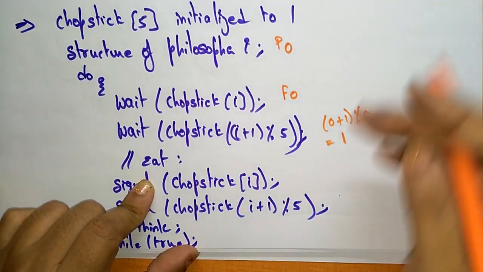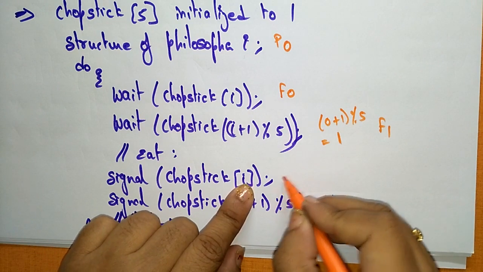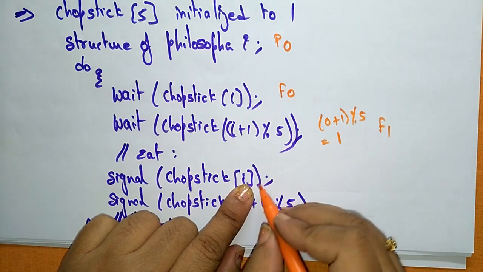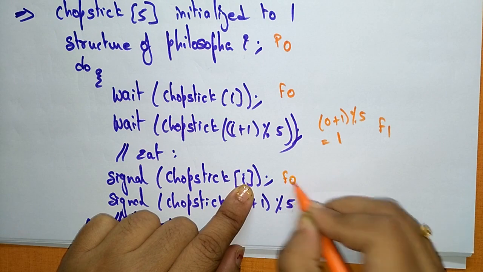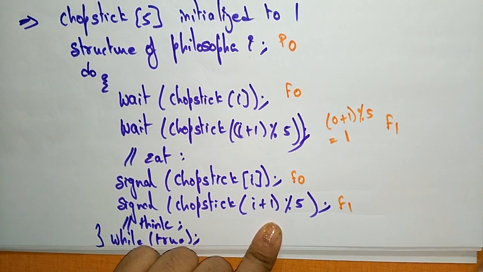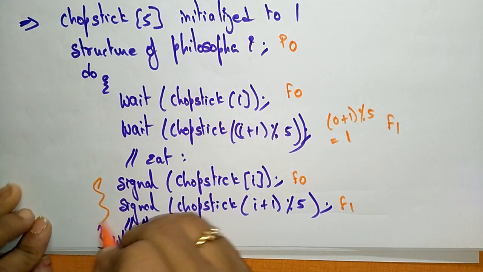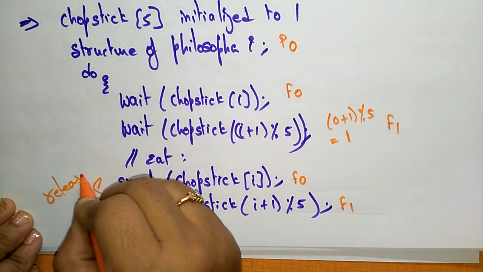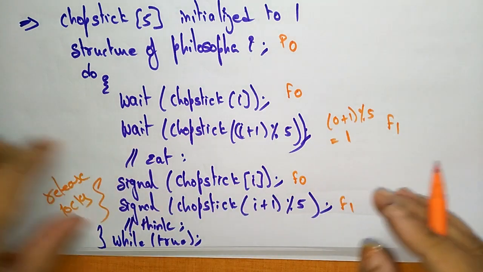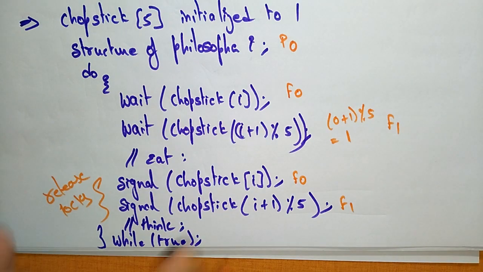Whenever he completes eating, signal F0 increments it to 1, and likewise for F1. The signal is used to release the locks, so other philosophers can take them. Next time P1 will take, next time P2 will take, like that. All the philosophers are in a mutual understanding.